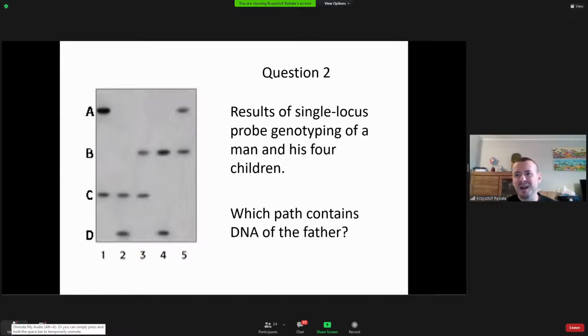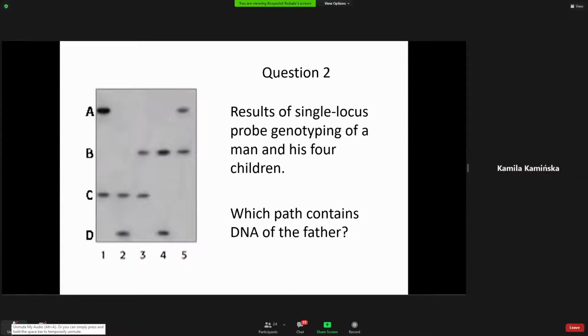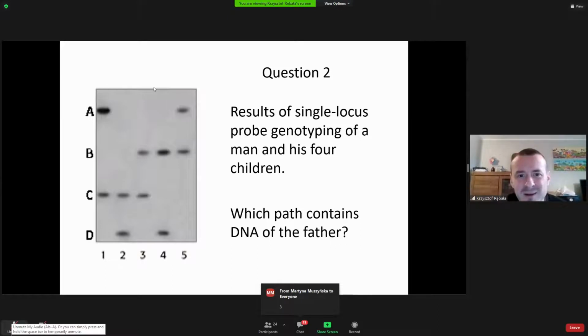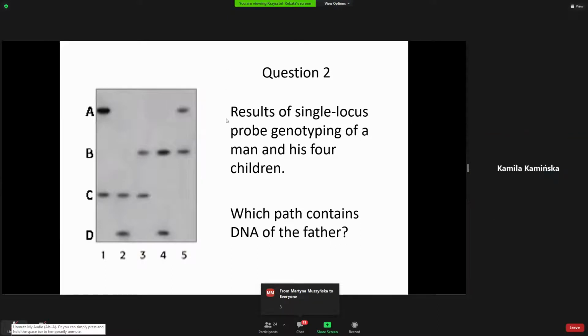This is like an IQ test, actually. It's a task from an IQ test. Number 3, the third one. Why number 3? Because all of the bands are covering with the rest.